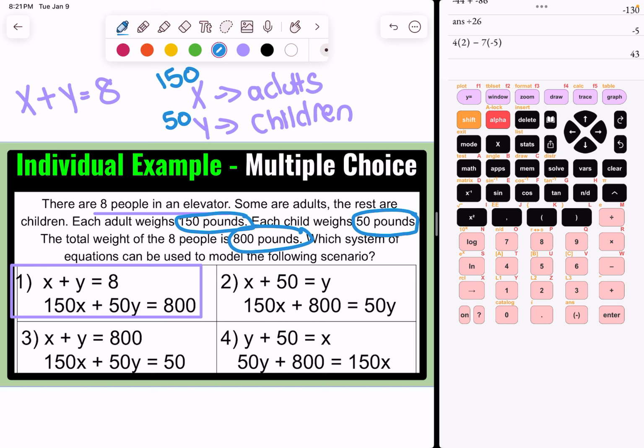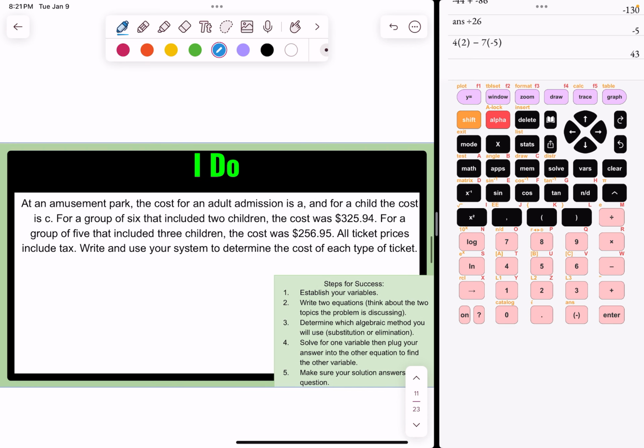All right. Let's look at this next question. This is a word problem, so let's look into it. At an amusement park, the cost for adult admission is A, and the cost for child admission is C. So we don't even have to write anything. They're already telling us what letters to use, A and C.